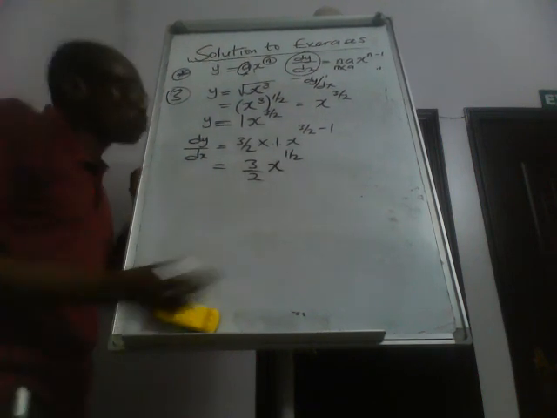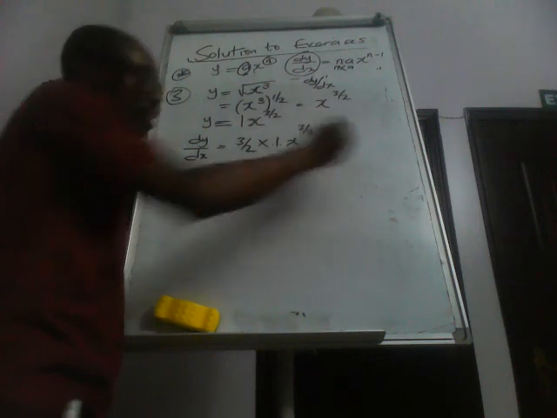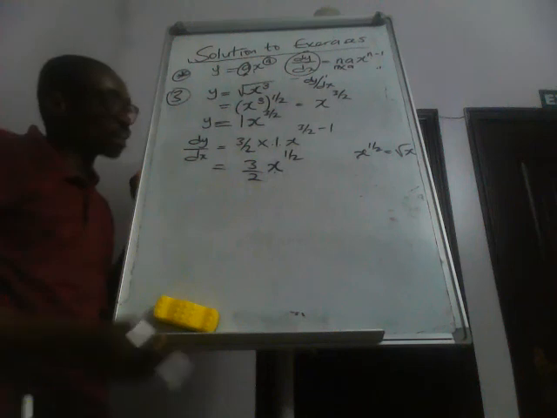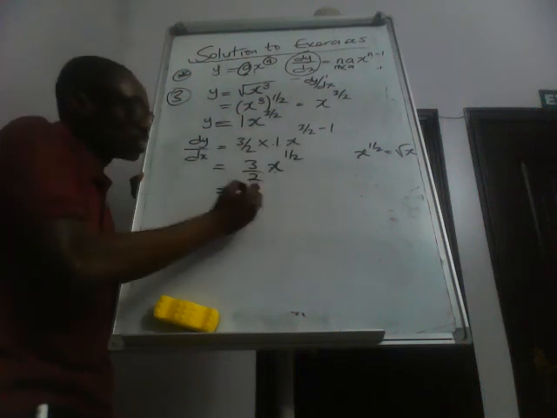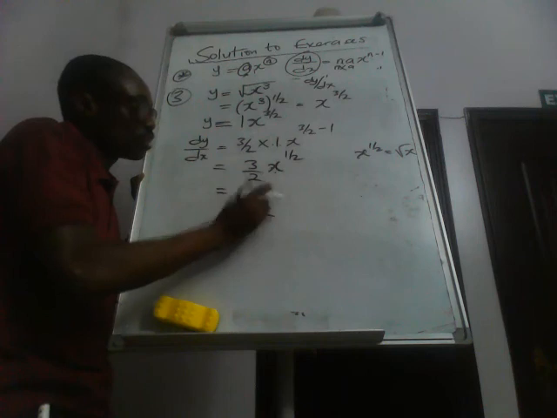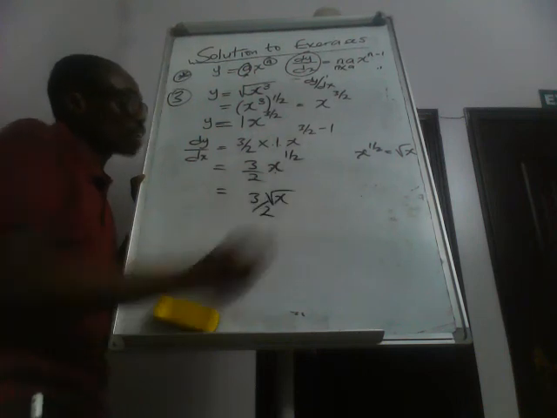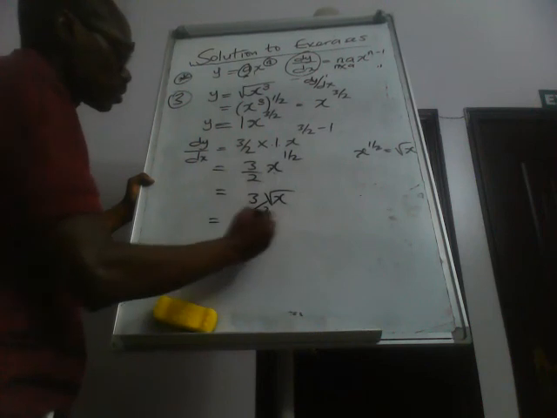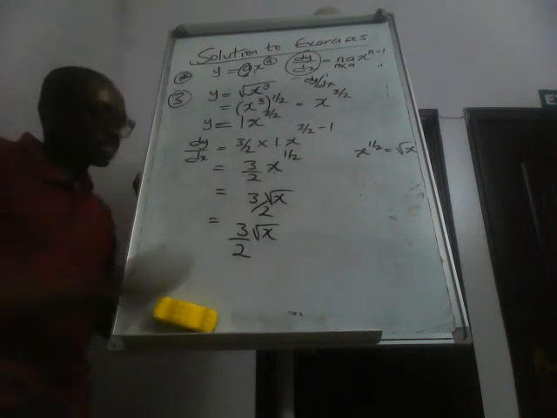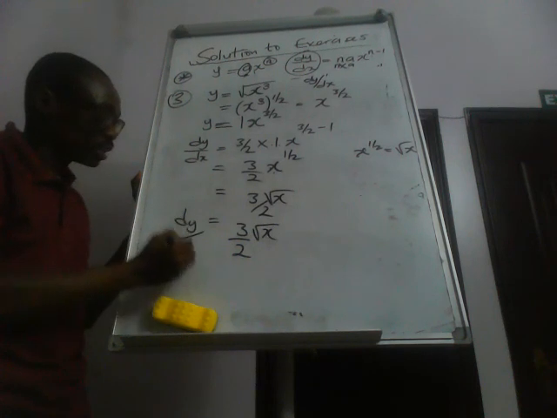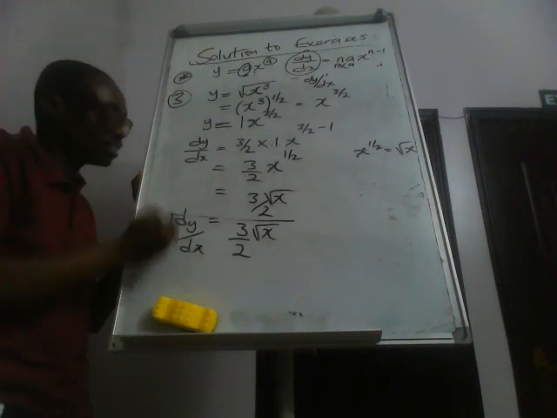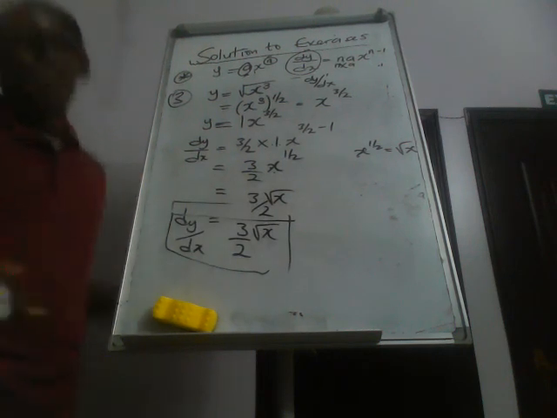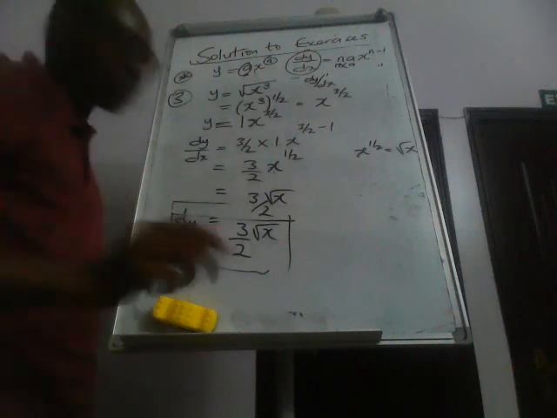Still from the law of indices, x raised to power half is the same thing as the root of x, or the square root of x. So we can replace x raised to power half with the square root of x. So this answer can actually be written as 3 over 2 times the root of x. So this is our dy/dx, the derivative of y with respect to x for that question. Okay, so we're going to move over to the fourth one right now.